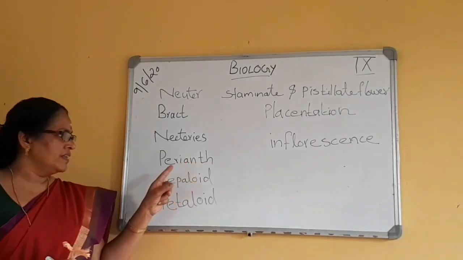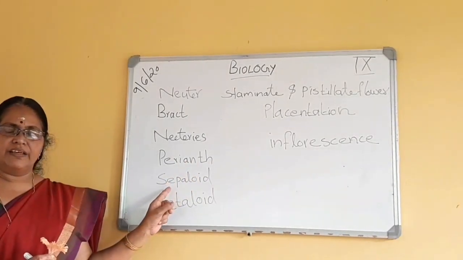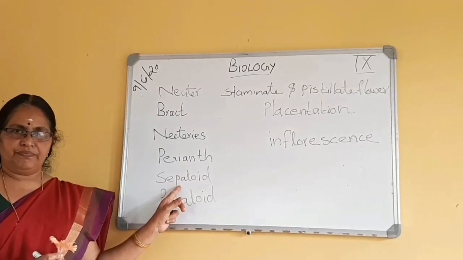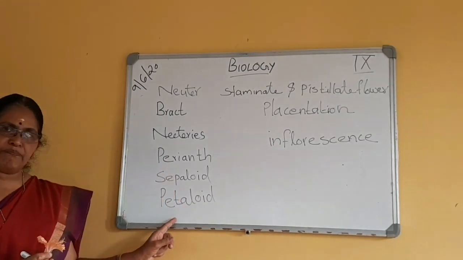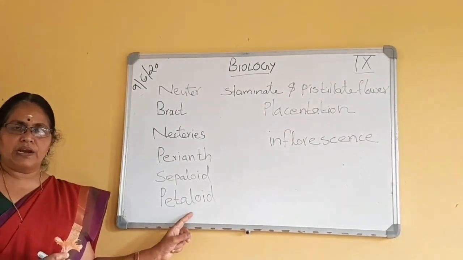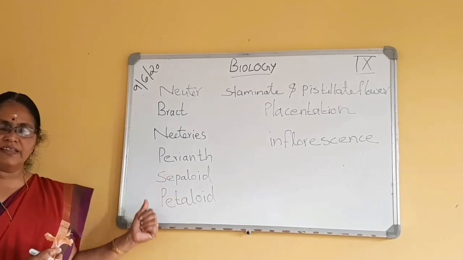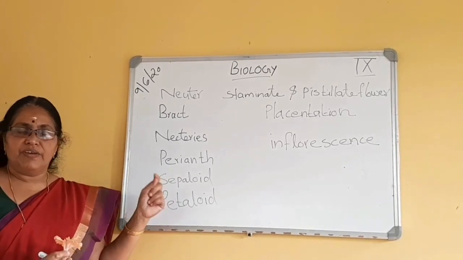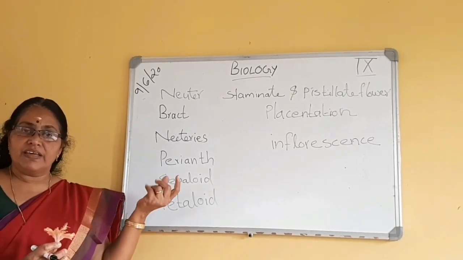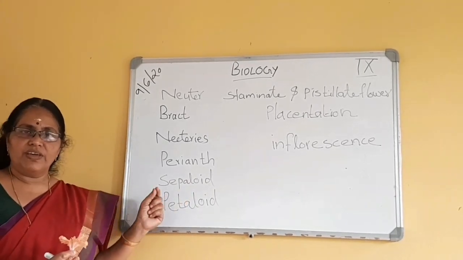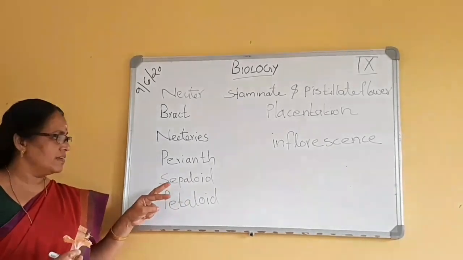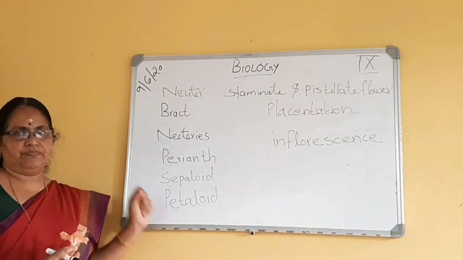If the perianth is like a sepal, it is called sepaloid. If the perianth is like a petal, it is called petaloid. So perianth is a structure that we cannot identify. It is an unidentified structure, or we can say it looks like a sepal or petal.